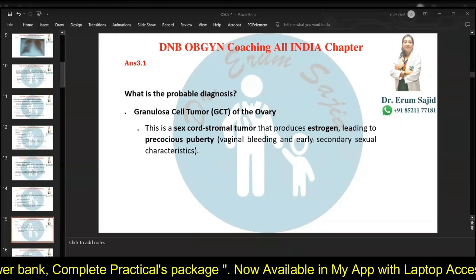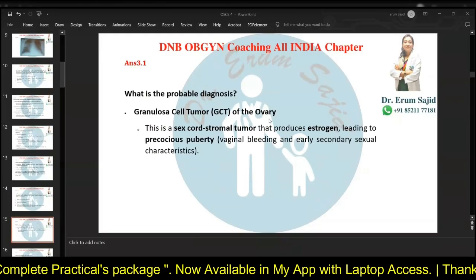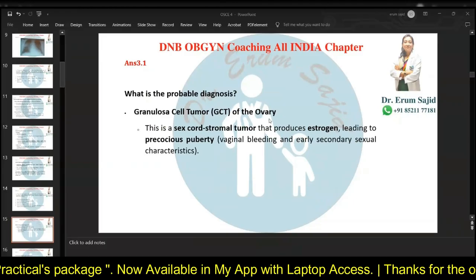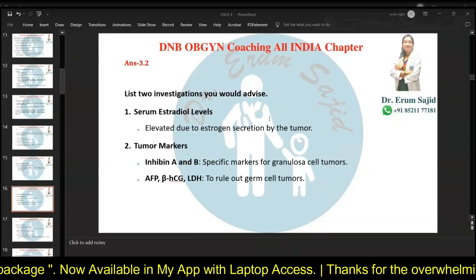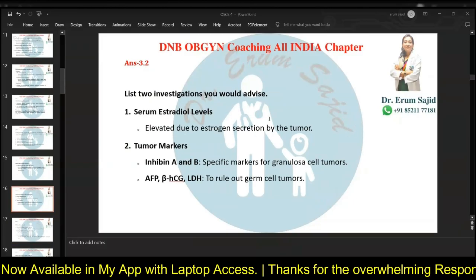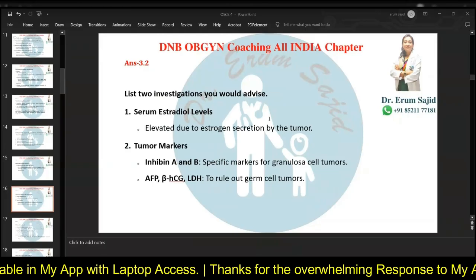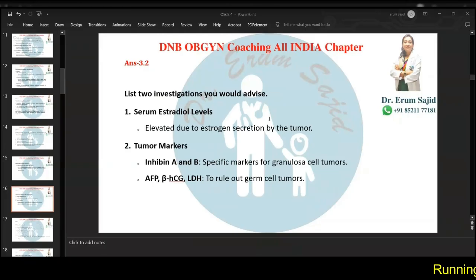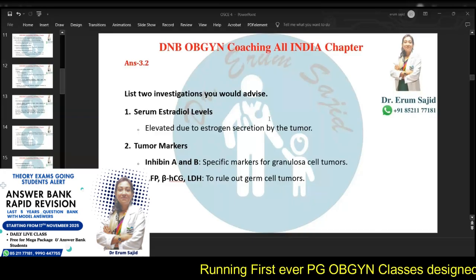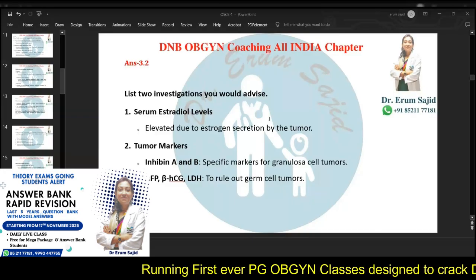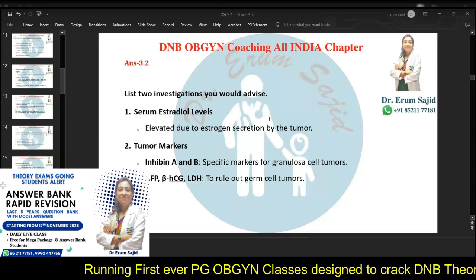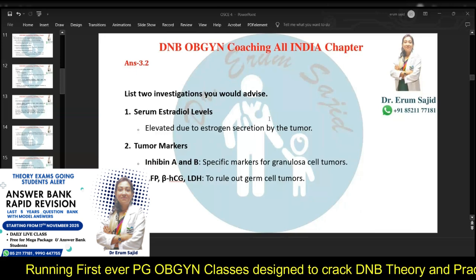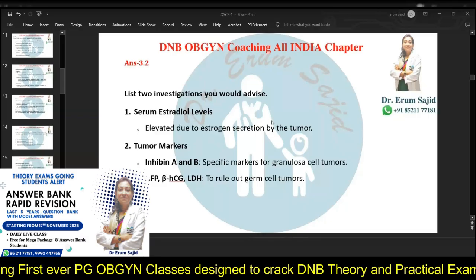This also I had told you. This is the granulosa cell tumor, a sex cord stromal tumor. It produces estrogen. Then what investigations will you do? You'll definitely do the estrogen levels. You'll definitely do the inhibin levels, because inhibin A and B is very categoric of granulosa cell tumor. And apart from that, you want to be sure that it's not any other germ cell tumor. So you will go ahead and do AFP, beta HCG, and LDH, which I always ask you to do for all the probable germ cell tumors of the young age.